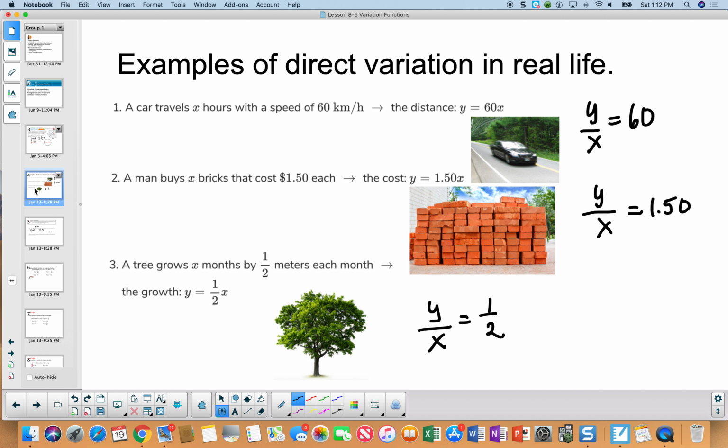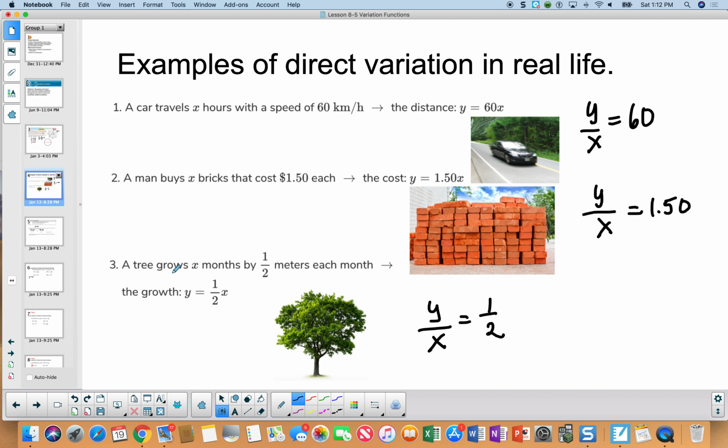Let's take a look at some real-life examples. For instance, a car travels x hours with a speed of 60 miles per hour. That produces a distance. So distance equals 60 times x, the number of hours. And we can isolate the constant by just dividing both sides by x here. A man buys x bricks that cost $1.50 each. That results in the cost. So here's the cost, $1.50 times the number of bricks. And again, you can isolate the constant by dividing both sides by x.